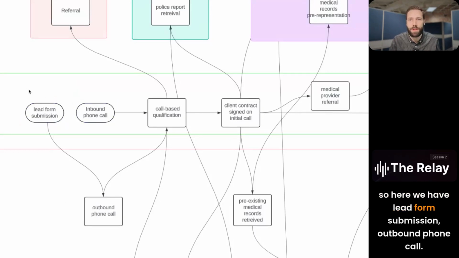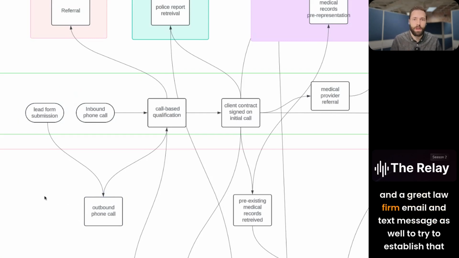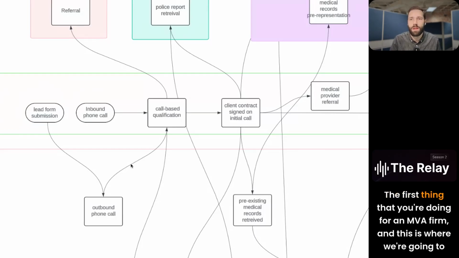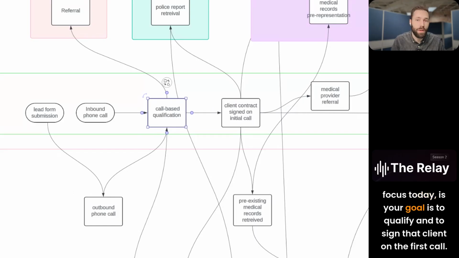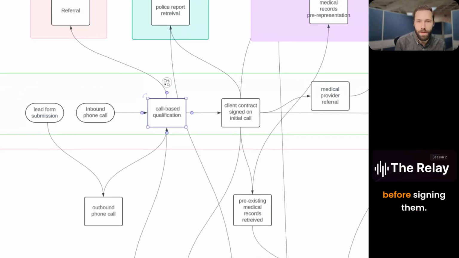So here we have lead form submission, outbound phone call. That's also going to be accompanied by, in a great law firm, email and text message as well, to try to establish that first bit of live communication. The first thing that you're doing for an MVA firm, and this is where we're going to focus today, is your goal is to qualify and to sign that client on the first call, not to have a multi-phone call, multi-point interaction with a potential client before signing them.